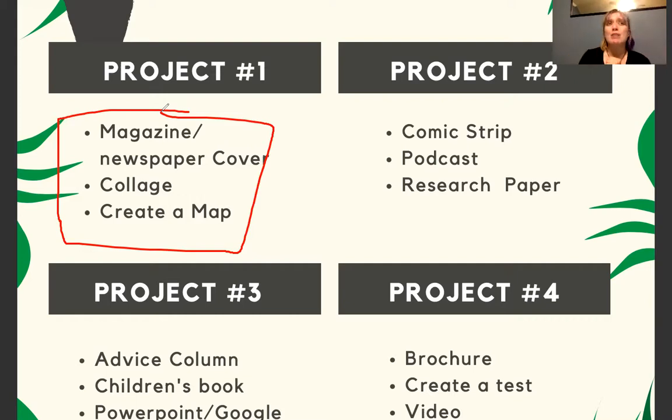The newspaper magazine cover, you can totally use Canva. If you've ever used Canva before, it has templates already for you. A collage, just a bunch of different pictures and words that represent the answers to your questions. And then a map, obviously, whatever you can figure out for that.